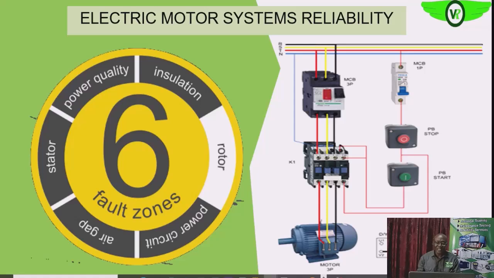Then we are also going to look at the insulation fault zone. That has to do with the insulation of the windings, either to ground or between phases in the electric motor itself. Are we getting it? We know that can affect the reliability or the integrity of the electric motor, and thus the electric motor system.